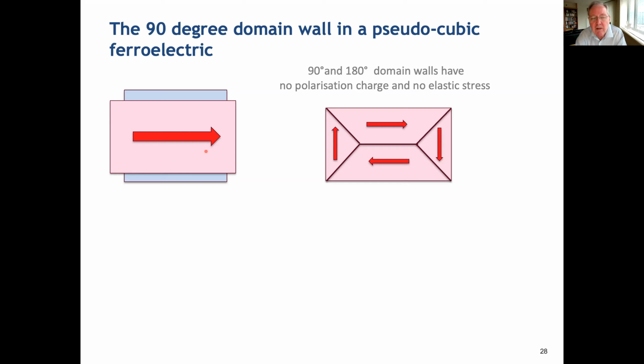So if I have a piece of material which transforms, I typically get just 2 kinds of domain wall really allowed in the system. One is the so-called 180 degrees that looks like this, with an anti-parallel, and the other one is the so-called 90-degree domain wall. And the thing that makes these stable is that they have no polarization charge and no elastic stress. It makes them very difficult to bend.